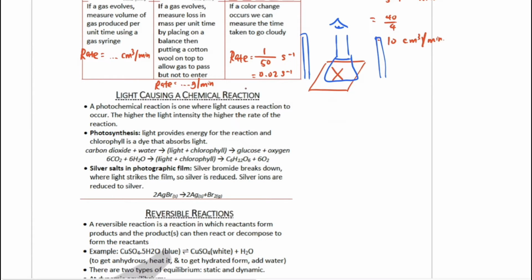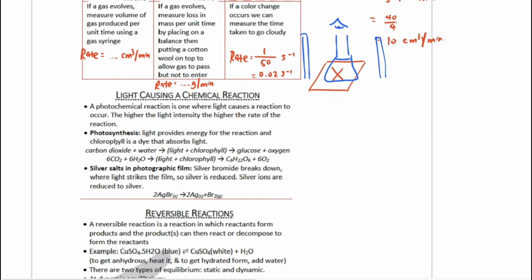Light causing a chemical reaction. So when I say light, maybe you think of photosynthesis. Photosynthesis requires light. So that is one type of reaction. Okay, so now you see here, a photochemical reaction is one where light causes a reaction to occur. The higher the light intensity, the higher the rate of reaction. Okay, so photosynthesis is one example. Light provides energy for the reaction, and chlorophyll is a dye that absorbs light.